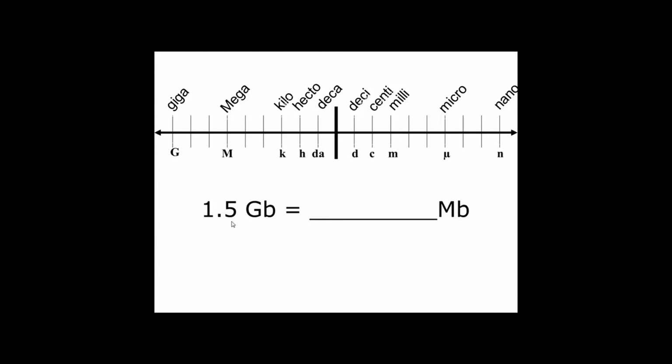And our last example right here, guys, we're going to start off in 1.5 gigabytes, all right, and we're going to end up in mega. It's a capital M. And so we're going to end up right here, and I'm starting off in giga, and we're just going to go 1, 2, 3, moving 3 places to the right. So I started off at 1.5, and now I need to move it 1, 2, 3. And so 1.5 gigabytes is 1,500 megabytes.